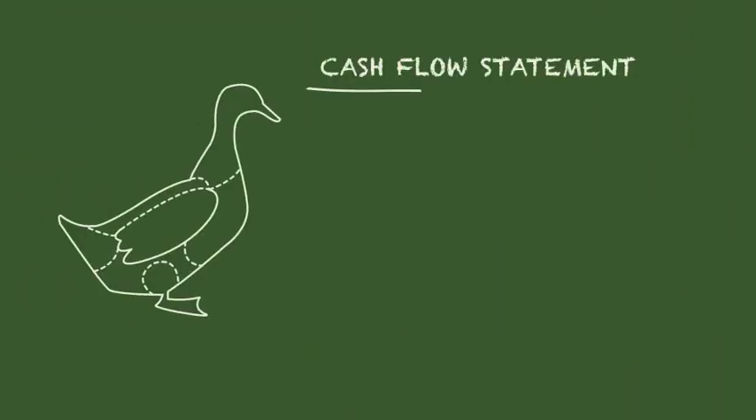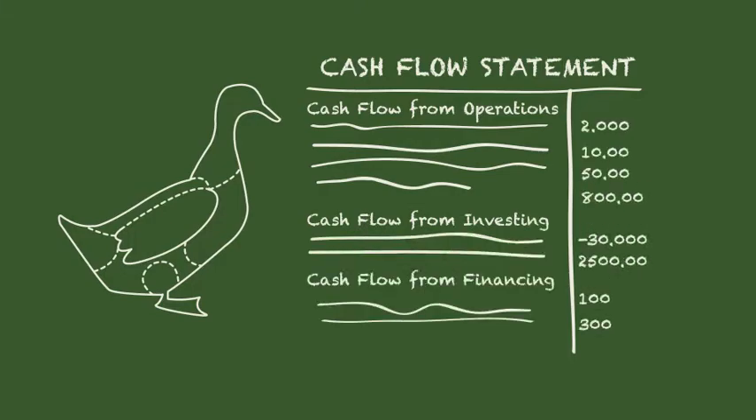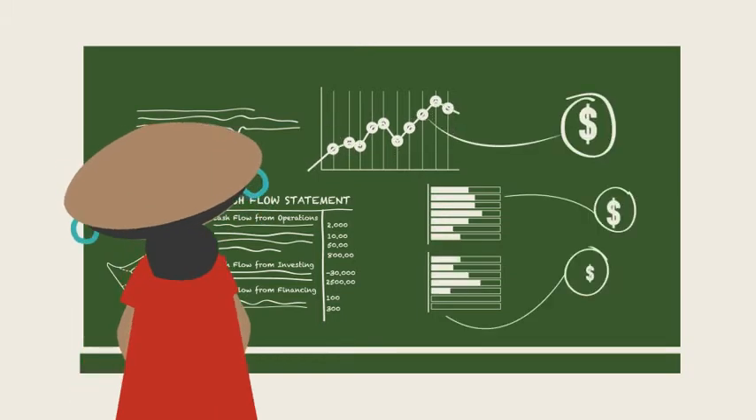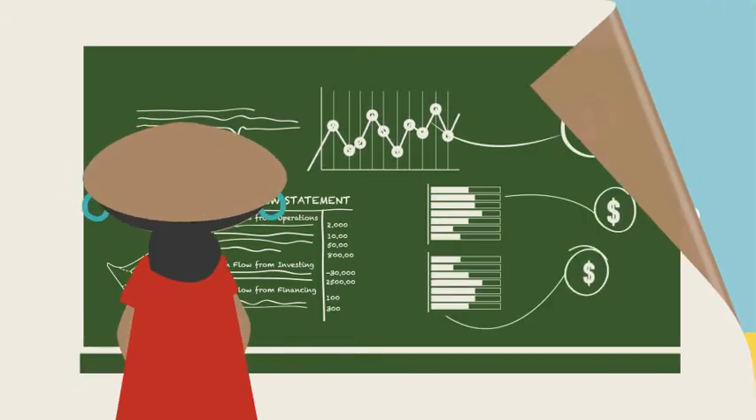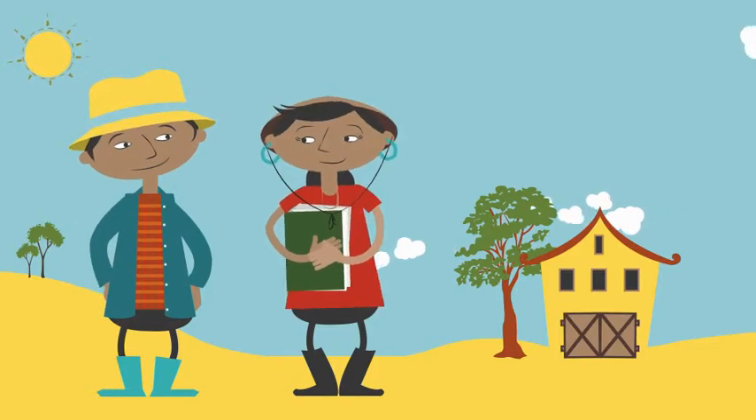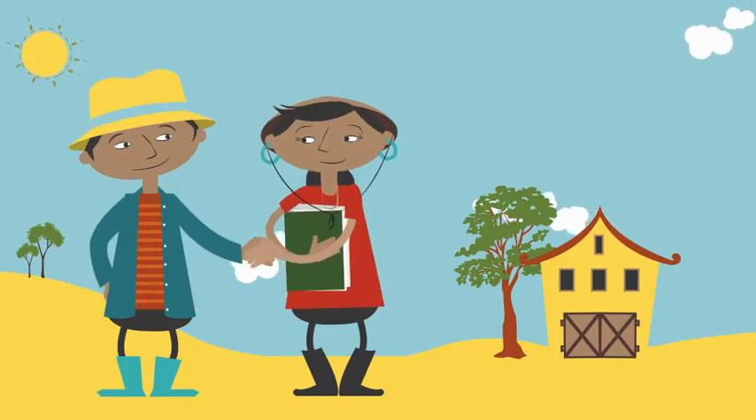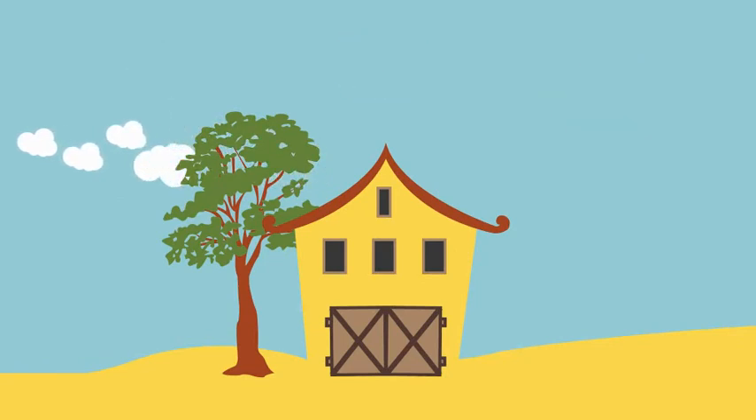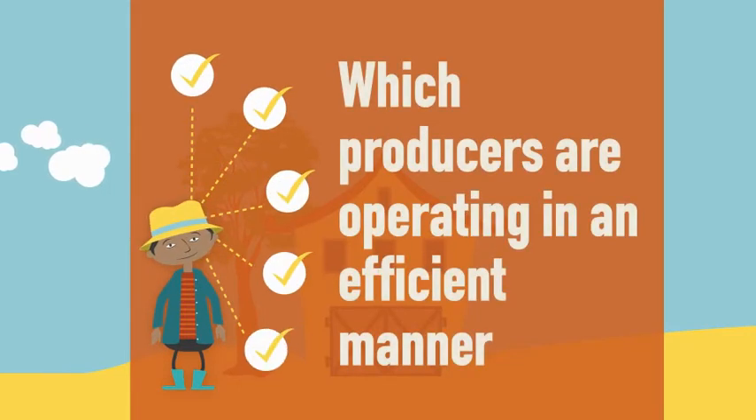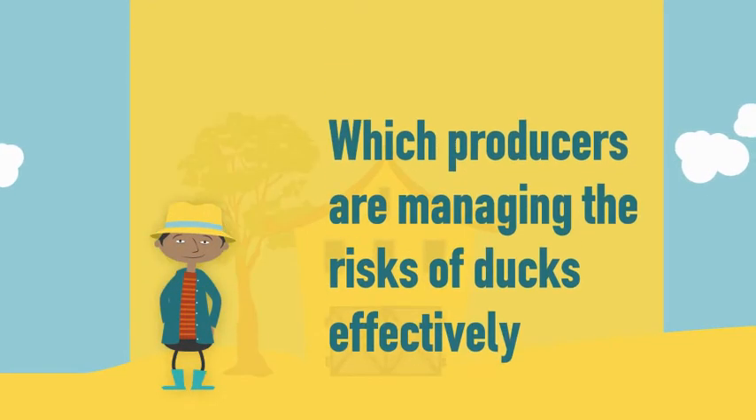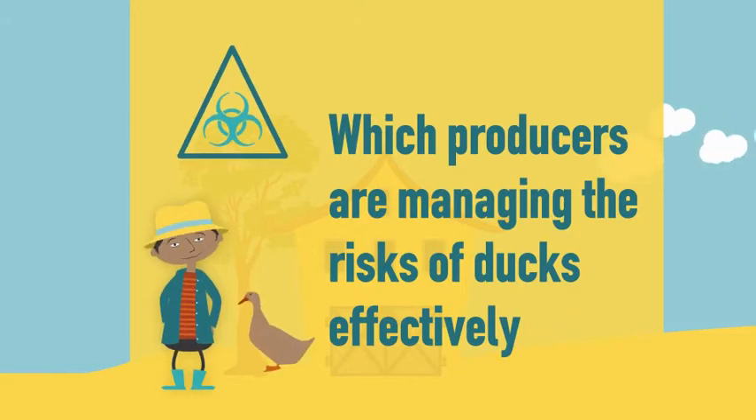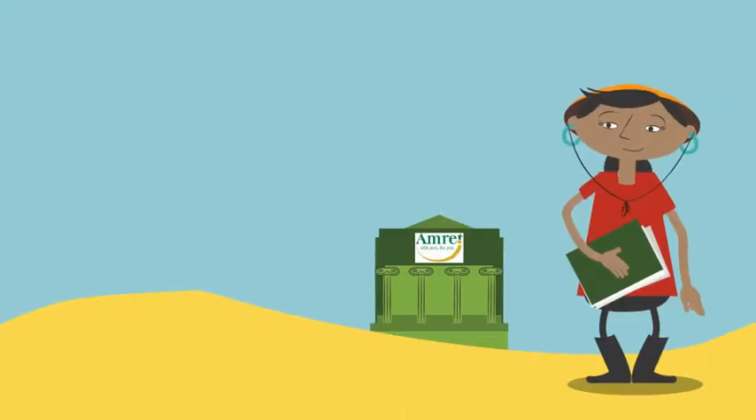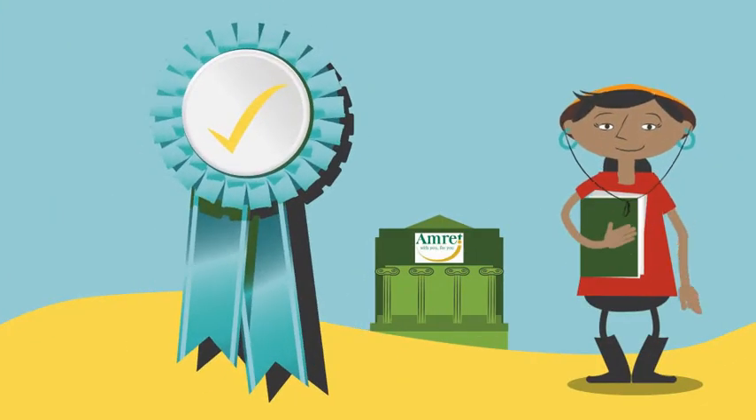This is also supported by a generic cash flow analysis for broiler production, enabling the loan officer to scale their specific client's production and ensure critical costs are captured. Armed with this analysis, AMRET's loan officers were able to visit duck breeders and egg producers and understand the critical elements of their operations, and most importantly, identify which producers are operating in an efficient manner, which producers are managing the risks of ducks effectively, and provide credible financial analysis for each client, meaning they provided a better service and made better decisions.